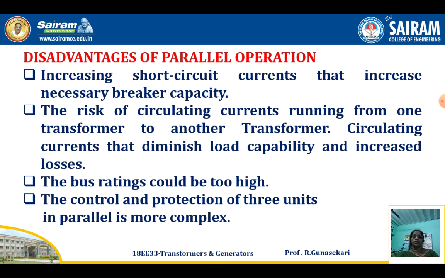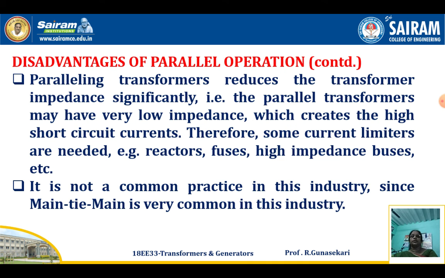The control and protection of 3 units in parallel is more complex. If only one transformer is in service, we can easily control and protect that unit. But if there is more than one transformer, for example 5 to 10 transformers connected, then the control and protection is very difficult, so it is more complex. This is the disadvantage of parallel operation.